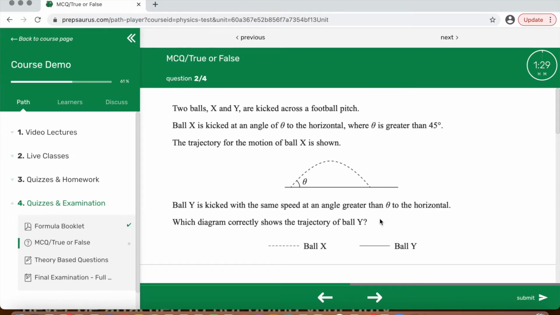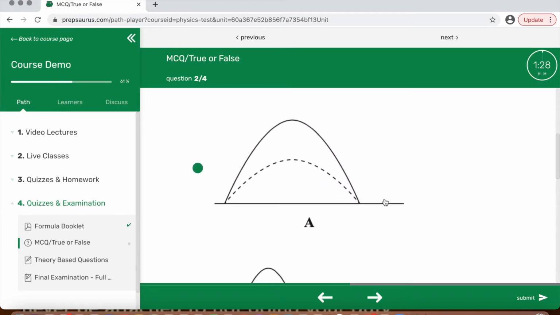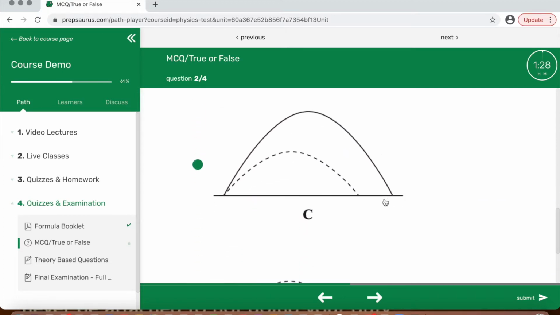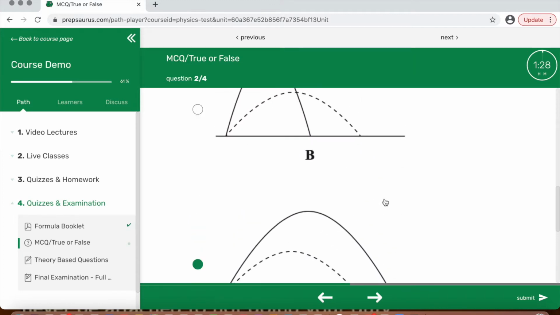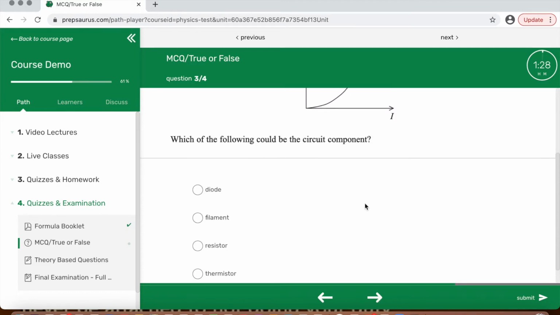In the next question, they are shown a physics example of a question where two balls are kicked across a football pitch. One ball's trajectory is given by the dotted line, and they're being asked to find the trajectory of the ball Y. If you see here, even the options are diagrams, so the system is capable of catering to a wide range of questions. So the option B is selected, and we go to the next one.